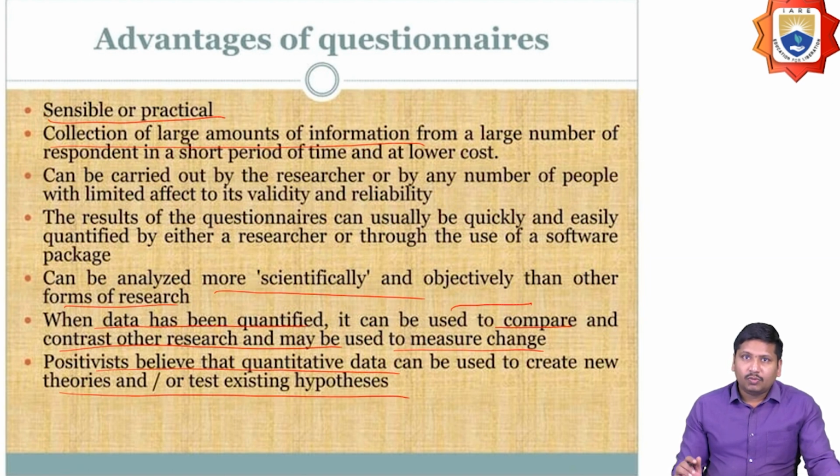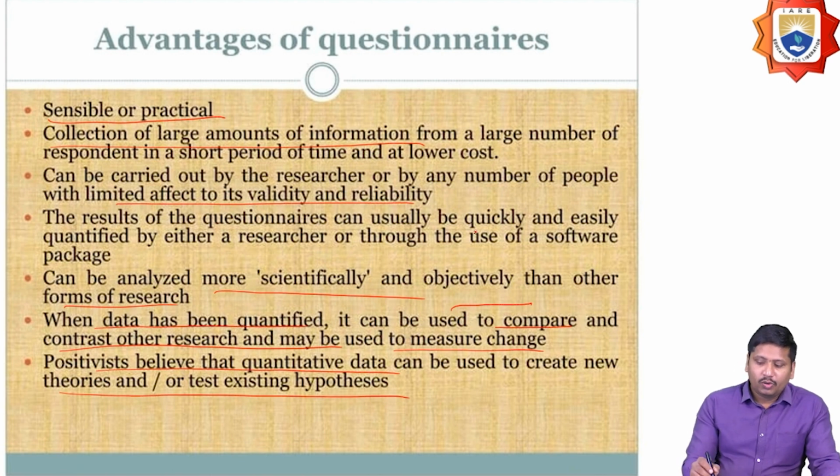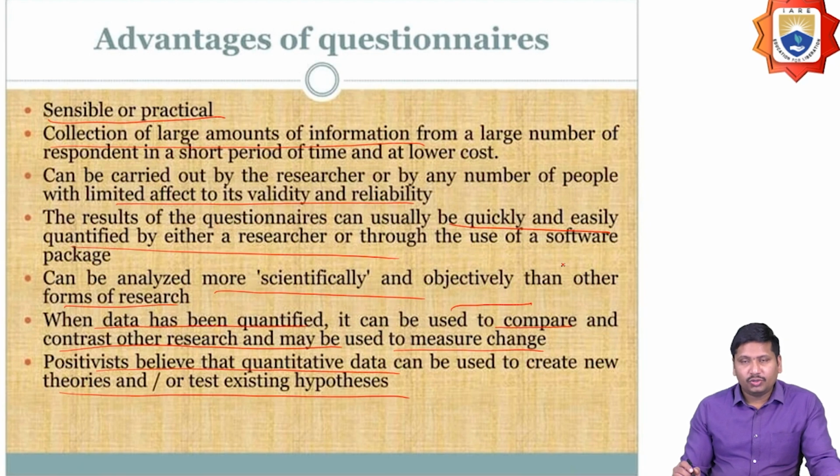So the questionnaire means that sensible or practical data can be obtained, since we are going to collect a large amount of information from various respondents in a short period of time at a lower cost. Another advantage is that validity and reliability are little affected, and the data can be quickly and easily quantified by either the researcher or through the use of a software package. It can be analyzed more scientifically and objectively than other forms of research. And when the data is quantified, it can be used to compare and contrast with other research as well. And the positivists believe that quantitative data can also be used to create theories and test existing hypotheses.